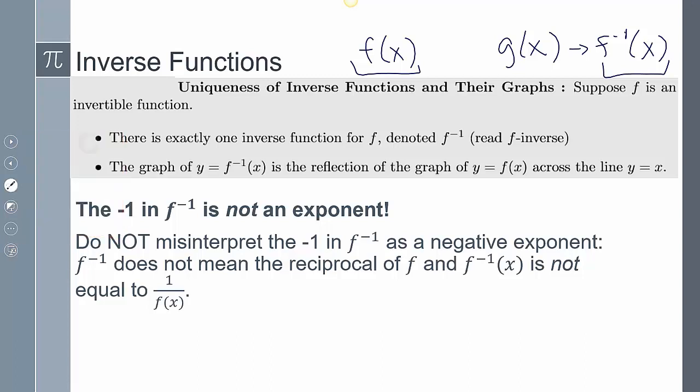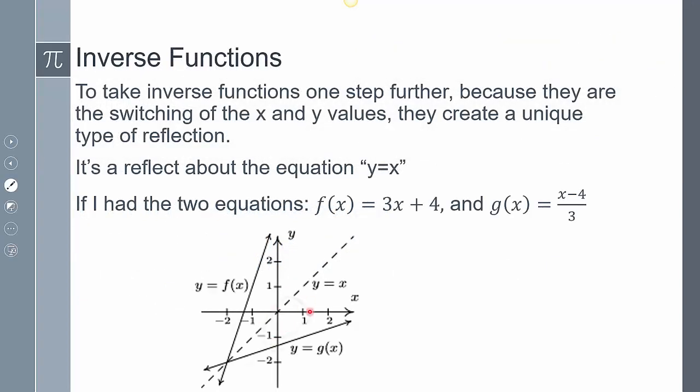And then also, the graph of y equals f to the negative 1 of x is a reflection about the line y equals x. So just know that if I graphed both of these, there's going to be that reflection across the line, and we visually took a look at that in this example here. There's the line y equals x, and there's that reflection created across that line.